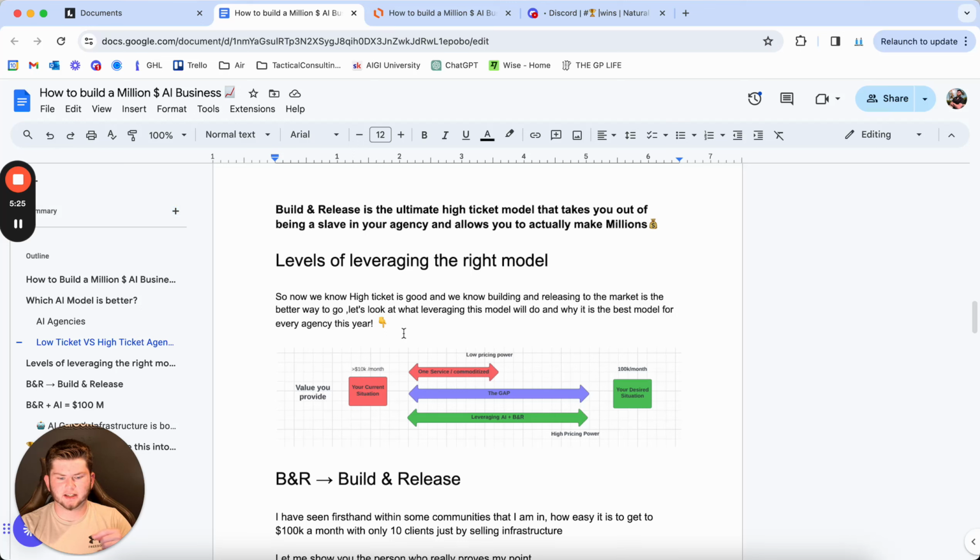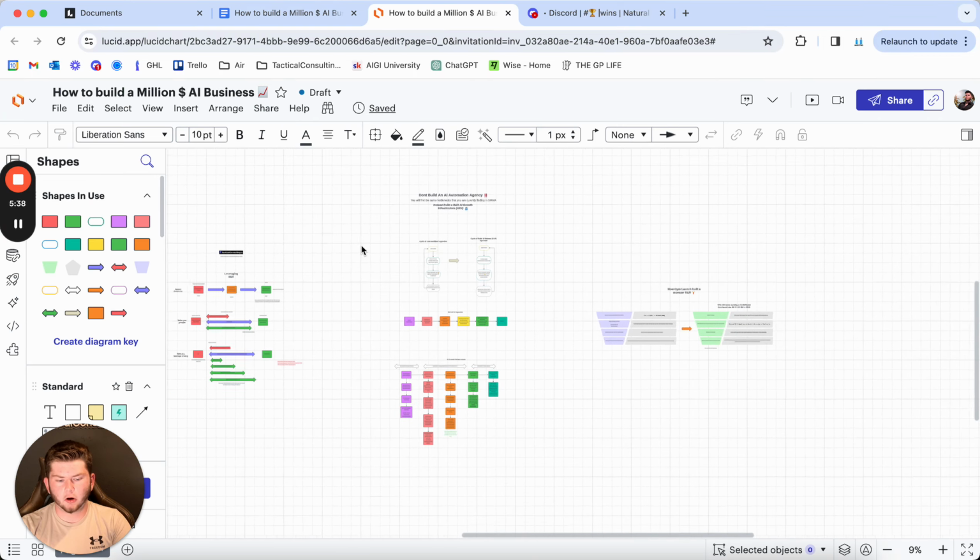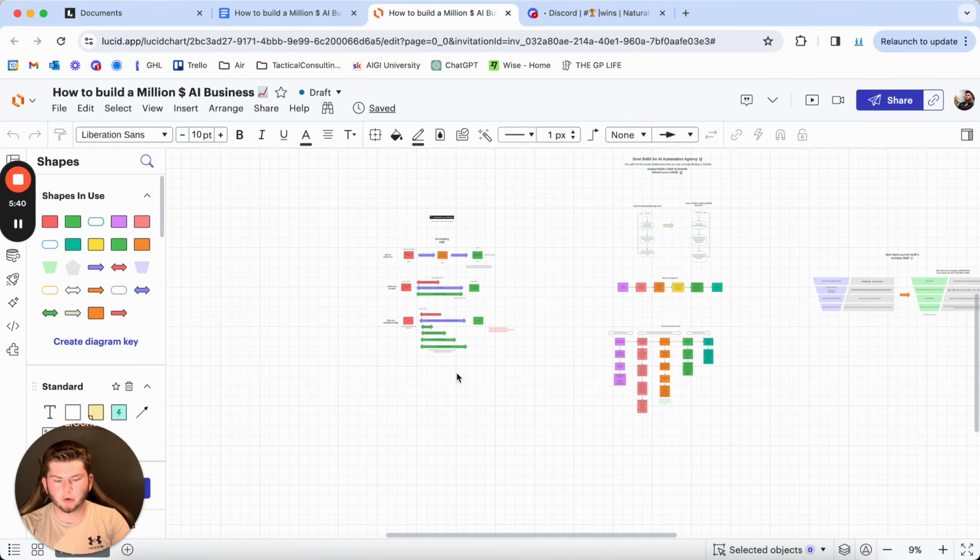So now we know high ticket is good. You don't want to go low ticket. You don't want to do the low tier retainers. But when you're releasing this to a market, there's a better way to go. Let's look at leveraging this model and why it is the best model for your agency to start this year. Not only are we going to give you the why, but we're going to teach you how.